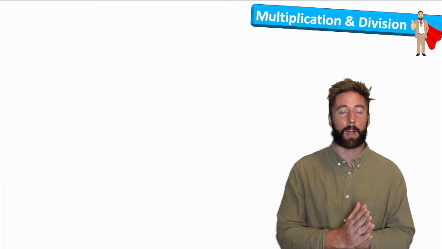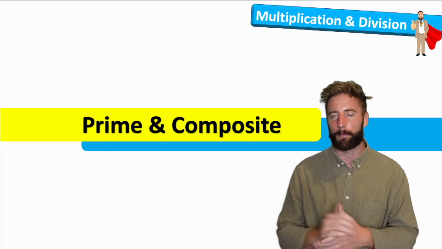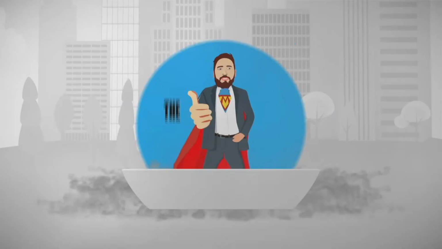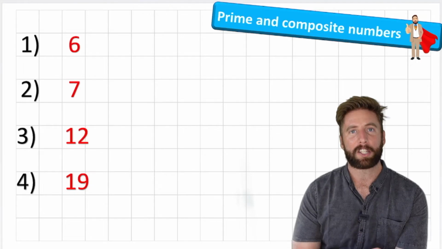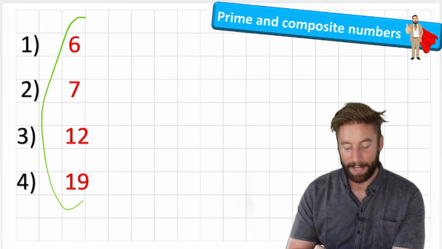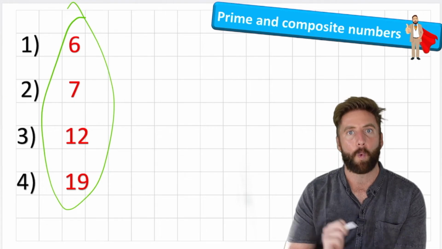Okay, before we can look at prime factorization, let's look at what a prime number is compared to a composite number, because some people have not really heard these terms before. Let's go. Okay, so we're going to look at prime and composite numbers today, and we're going to be looking at 4 example numbers and working out whether they are prime or composite and why.